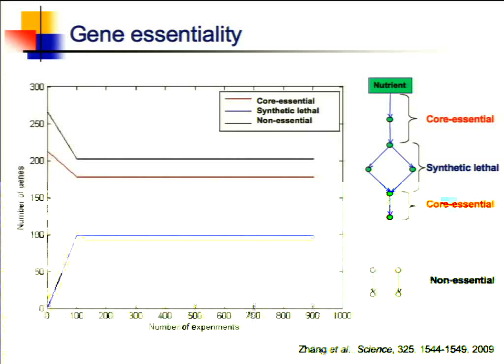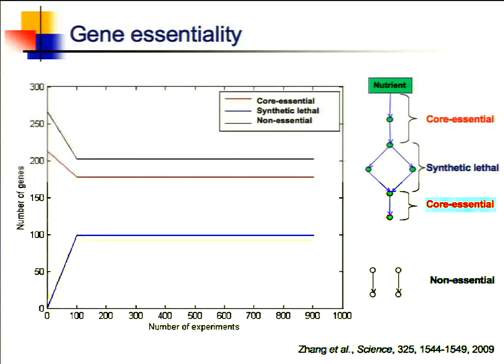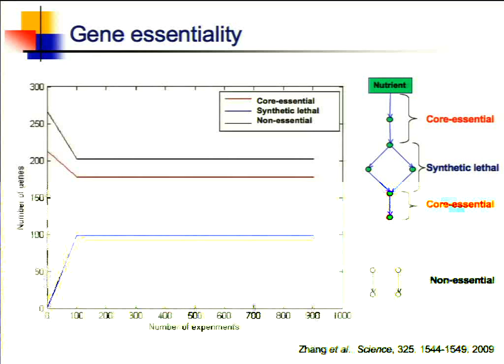Based on those deletion experiments, we define each of the genes in the Thermotoga maritima metabolic network into three groups. They are core essential genes, which are genes that always have to exist to sustain the production of biomass. The second group is synthetic lethal genes, which are needed sometimes, but not in all the simulations. And the third group is non-essential genes, which are genes that are never needed under a given nutrient condition.